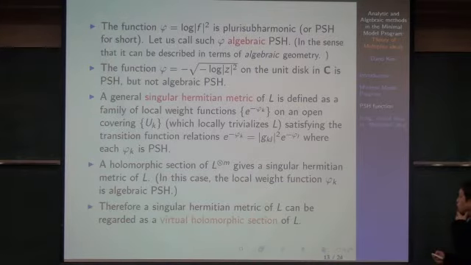So you might think of the general singular Hermitian metric, which may not come from such sections. You can think of it as a virtual holomorphic section. It's not a genuine section, but it's something that is very close to a section.